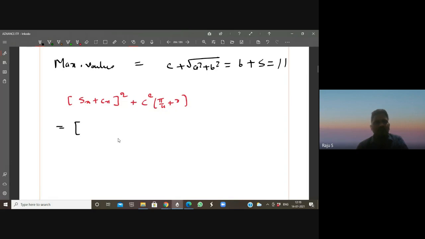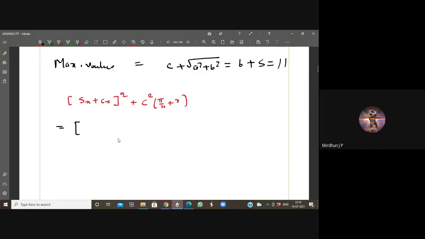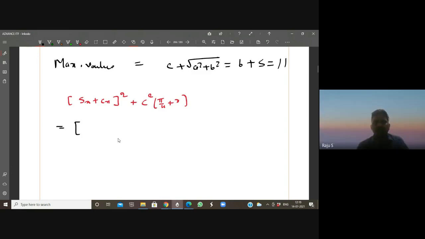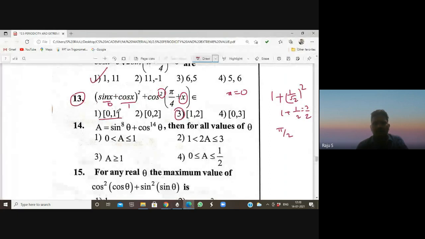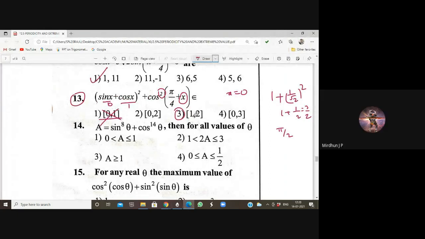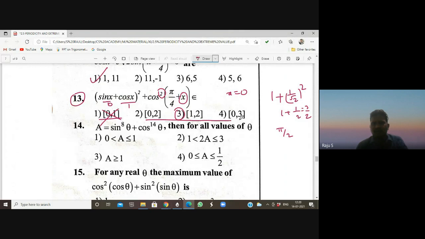We'll get one of the values as 3 by 2. Whether 3 by 2 is the minimum value or maximum value? Sir, it is minimum, because 3 by 2 belongs to all the given options. Not the first option. 3 by 2 belongs to the remaining 3 options. Which one is correct then?